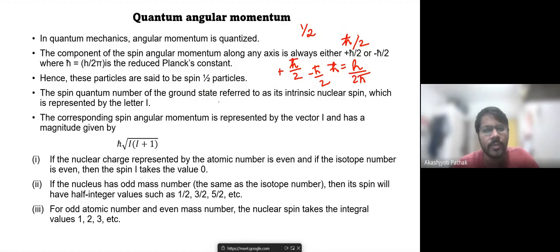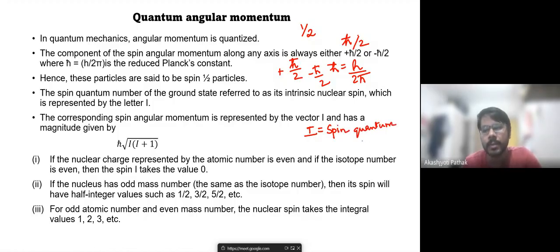The spin quantum number of the ground state, referred to as its intrinsic nuclear spin, is represented by the letter I. The corresponding spin angular momentum is represented by the vector I, and has a magnitude given by h bar root over I into I plus 1. All the nuclei which are NMR active can be denoted by the letter I. So spin quantum number I is the spin quantum number of a particular nuclei.